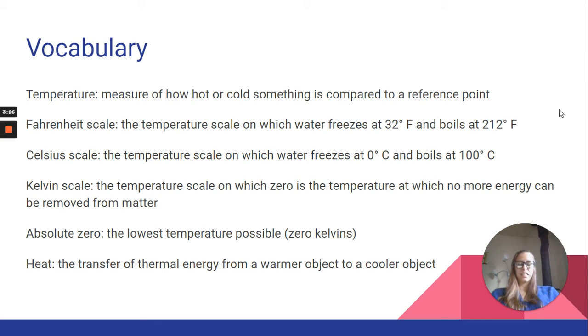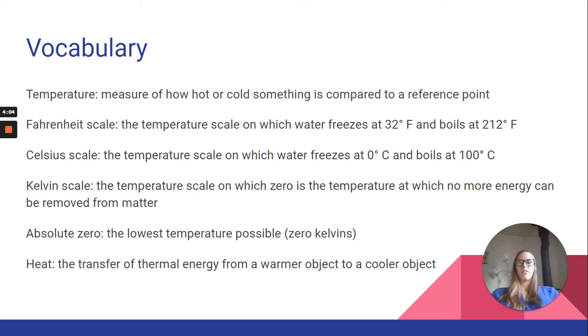So that's it for our lesson. Let's review the vocabulary. Temperature, measure of how hot or cold something is compared to a reference point. Fahrenheit scale, the temperature scale on which water freezes at 32 degrees Fahrenheit and boils at 212 degrees Fahrenheit. The Celsius scale, temperature scale on which water freezes at 0 degrees Celsius and boils at 100 degrees Celsius. And the Kelvin scale, the temperature scale on which 0 is the temperature at which no more energy can be removed from matter. Absolute 0 is the lowest temperature possible, or 0 kelvins.